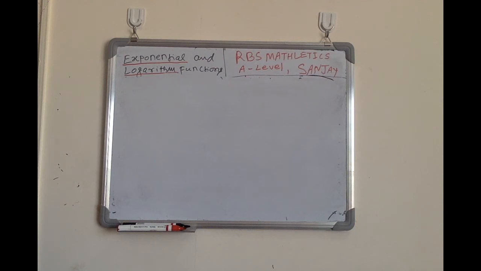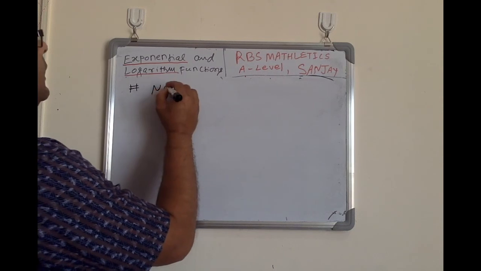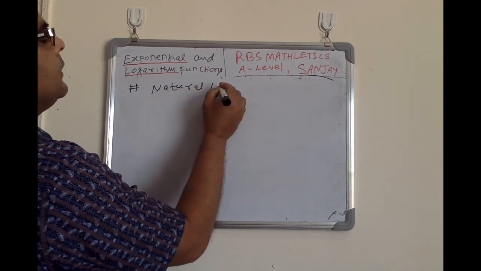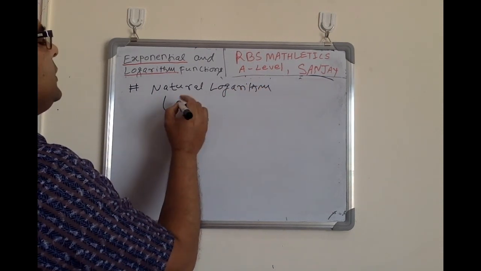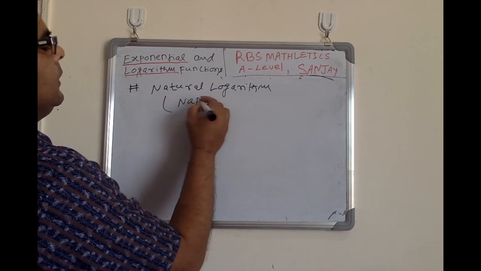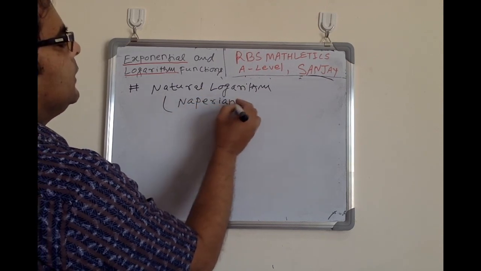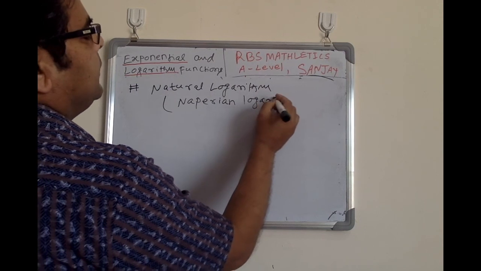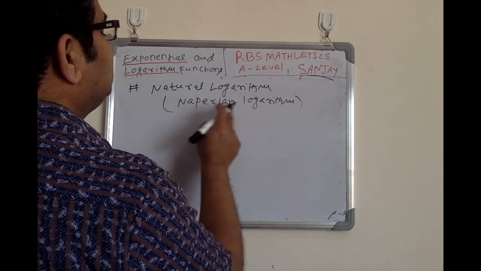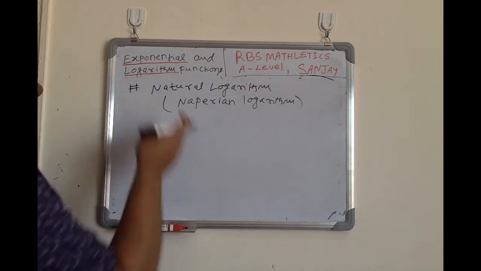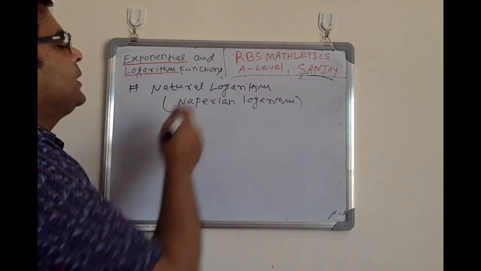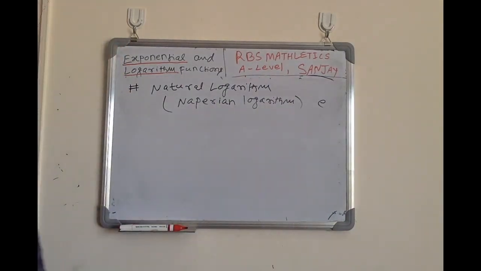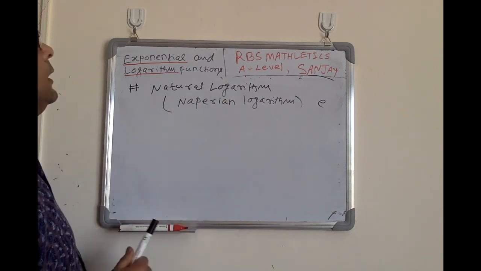Now we shall talk further about logarithm, and that is called natural logarithm. This natural logarithm is also called Napierian logarithm. Napier was the name of the scientist who worked a lot on the logarithm, and hence this is also called the Napierian logarithm.